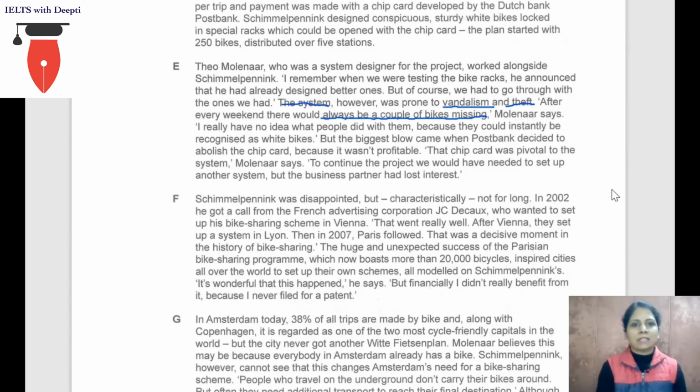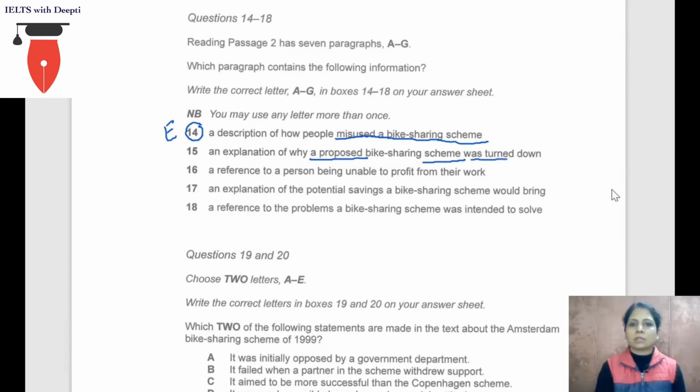Okay. Now let's move to question number 15. It says, in one of the paragraphs, we have to find an explanation of why a proposed bike sharing scheme. So there was a bike sharing scheme that was proposed. However, it was turned down. So let us see which paragraph is talking about this turning down of the proposed bike scheme.